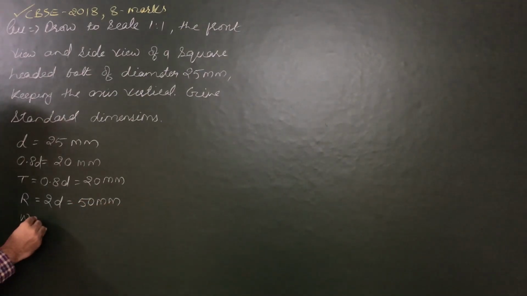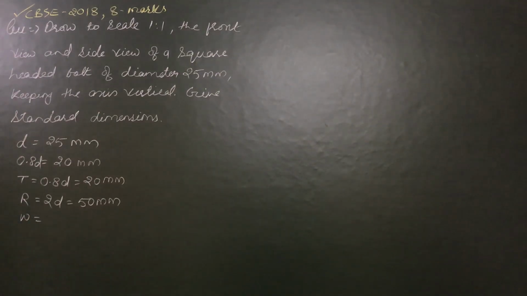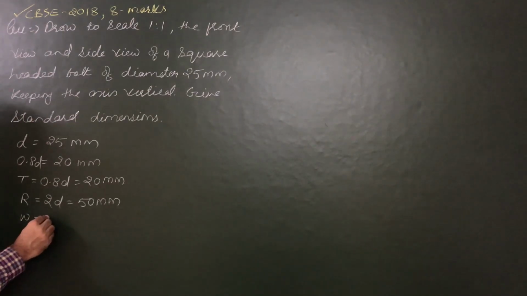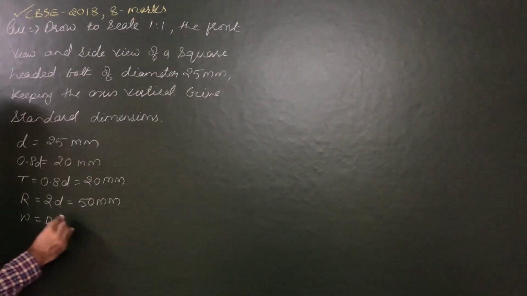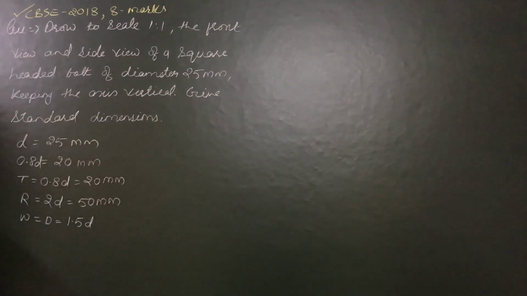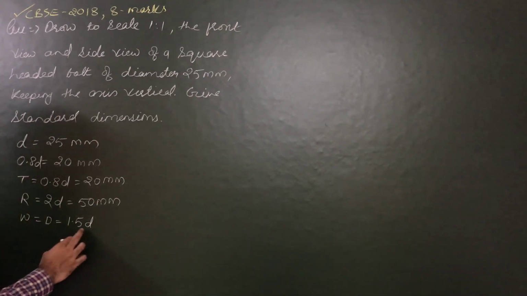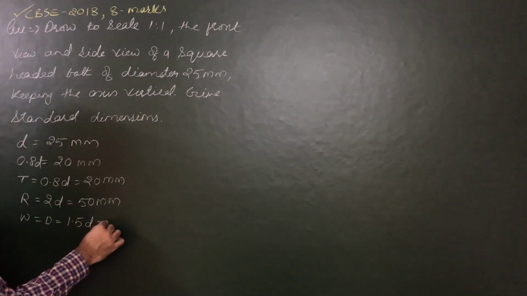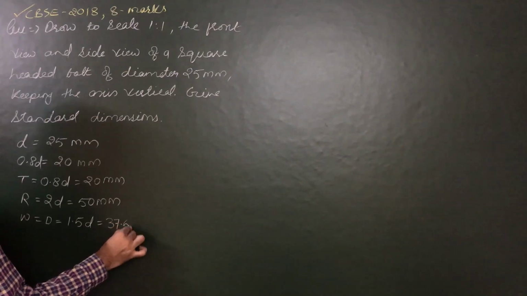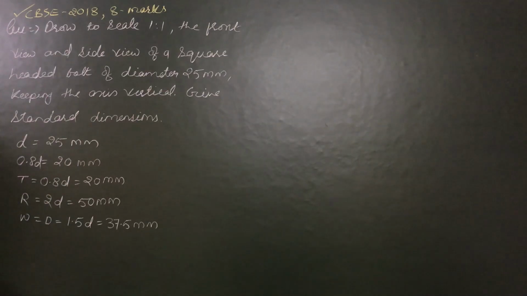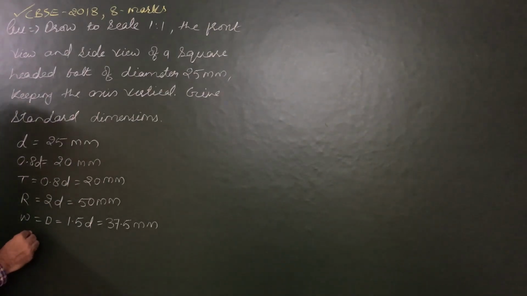Then W, width across flats, or we can call it diameter of chamfering circle. So diameter of chamfering circle or width across flats, capital W, is 1.5D or 1.5D plus 3. Both are correct, but we are taking 1.5D. So 1.5 of 25 mm is 37.5 mm.